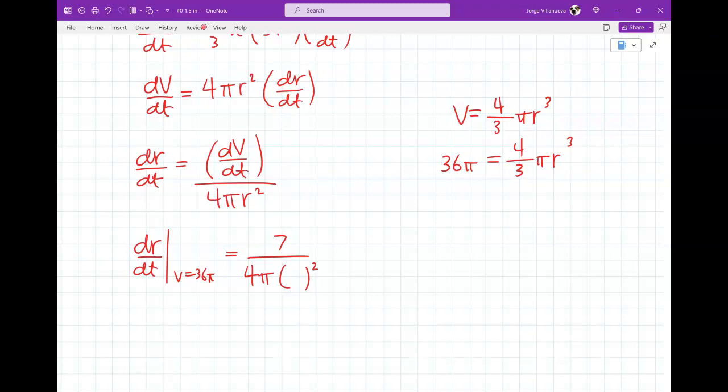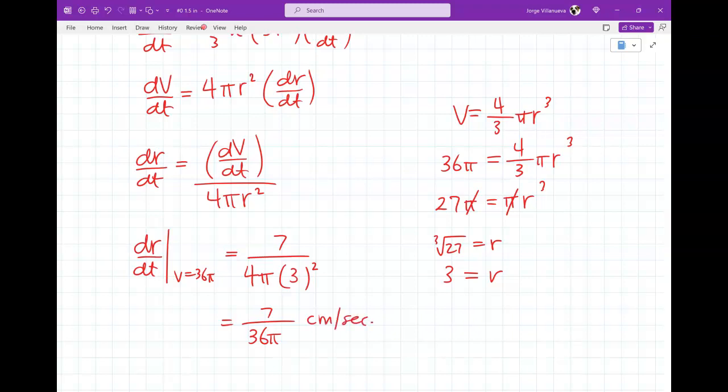So if I know that volume is 36 pi, I can figure out the radius just by solving for r. If I multiply 3/4 on both sides to get rid of the fraction, that comes out to 27 pi equals pi r cubed, and cancel out the pi's. So the cubed root of 27 will be r, which is 3. So I can put a 3 in my formula. That's the radius of the sphere with the volume of 36 pi. It's 3 centimeters. So now I'm just going to multiply this out. 7 over 3 squared is 9, times 4 is 36 pi. This is dr/dt, so radius is one-dimensional, so centimeters per second. So there's that.